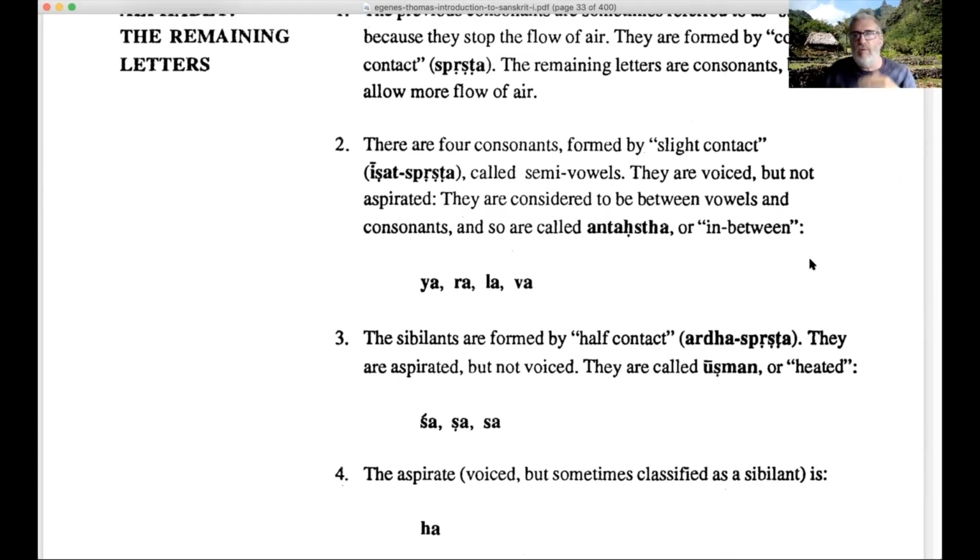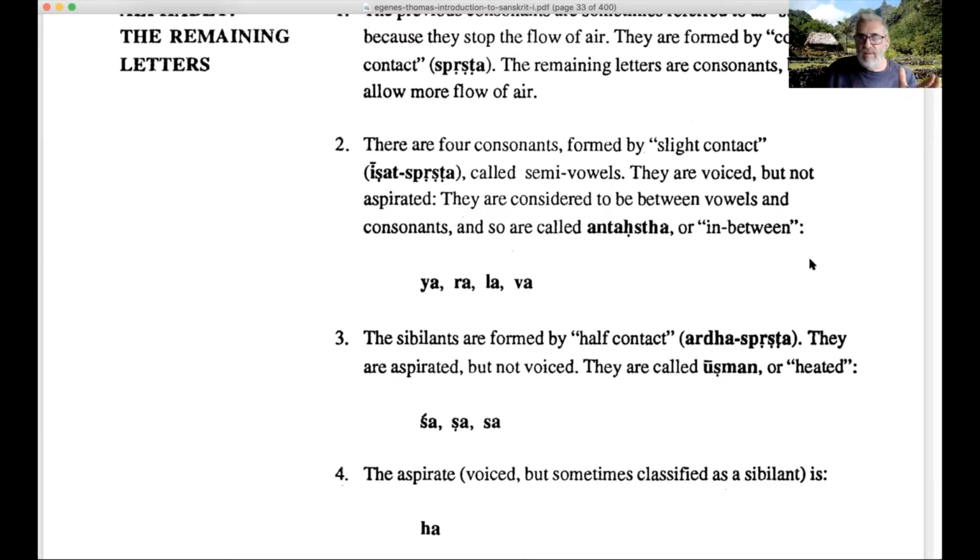The mixed vowels, remember, are called the diphthongs. Diphthong means two sounds coming together, like e, ai, o, au. Those are diphthongs. But the primary vowels are a, i, u, ri, and the long forms. Okay, so from all those other four, I, U, ri, come these: ya, ra, la, and va. They are consonants which come out of those vowels, right? Is everybody following me? Okay, so they're called semivowels.